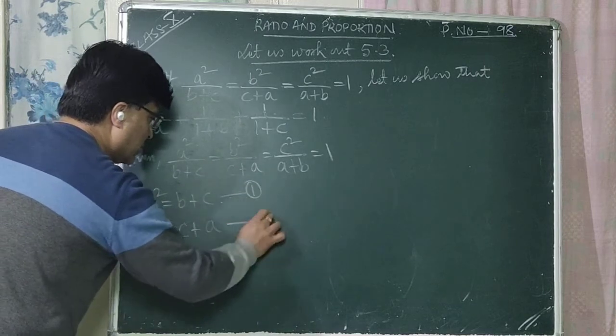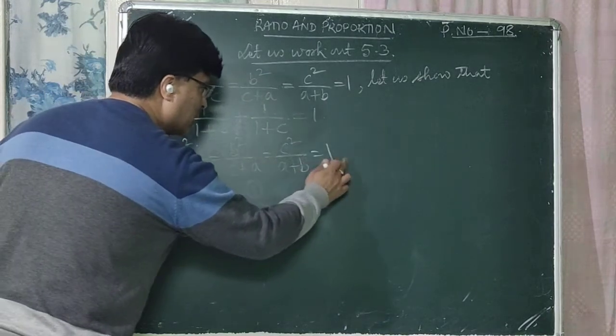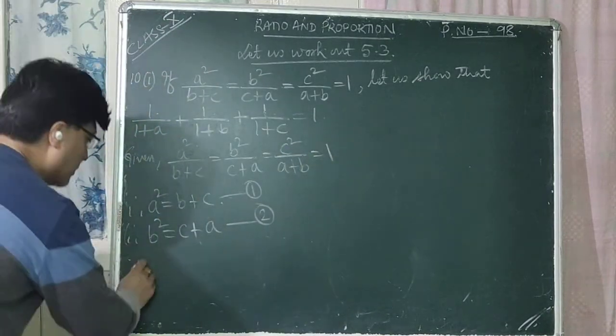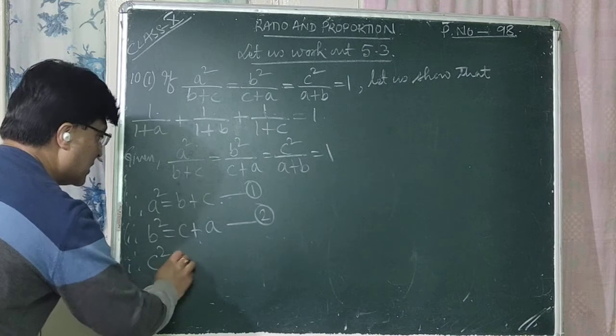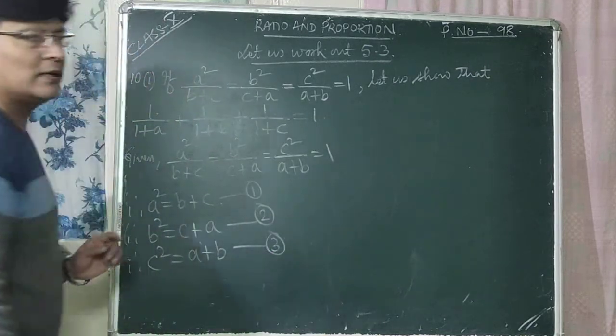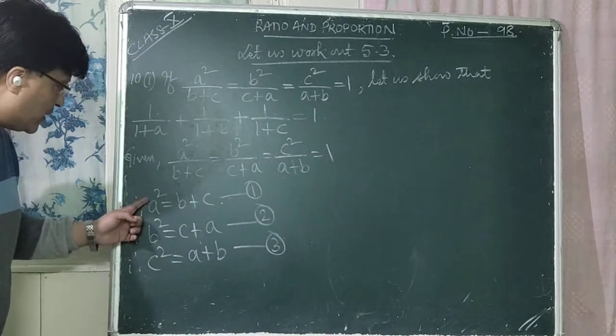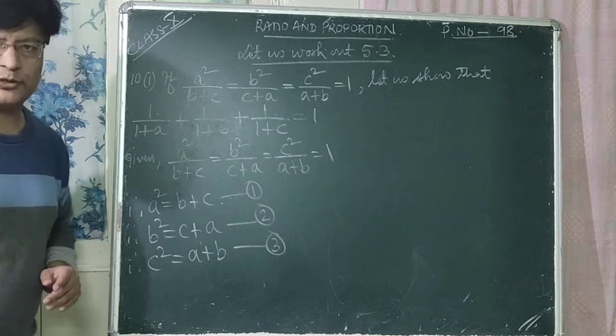Suppose this is number 1 and this is number 2. Again, equating third with last, and by cross multiplication, again what do we get? C square is equal to a plus b. That is equation number 3. That means we get the values of a square, b square and c square.